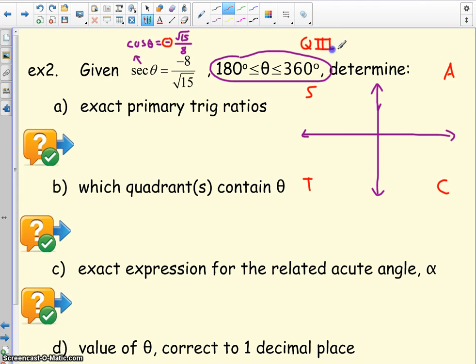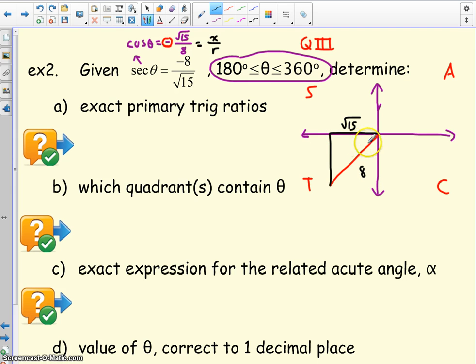Okay, so I'm going to draw this in quadrant 3. Make my triangle here with the x-axis. And remember that cosine here is equal to the adjacent over the hypotenuse, or x over r. So that means this length right here is going to be root 15 in the triangle. And the r value, the hypotenuse here, is going to be 8.